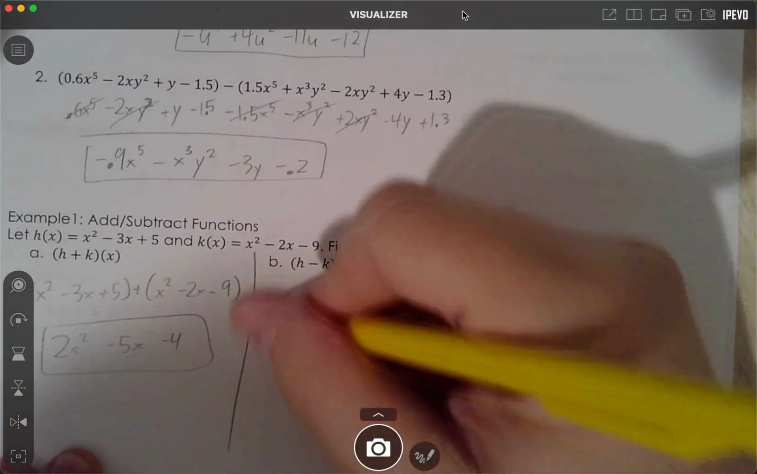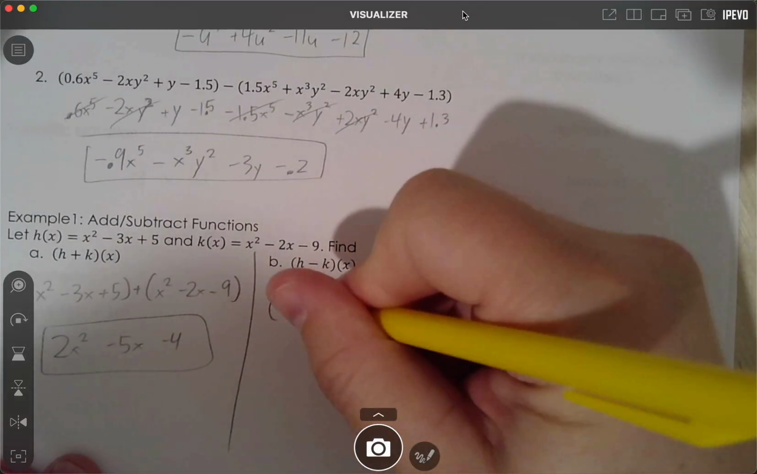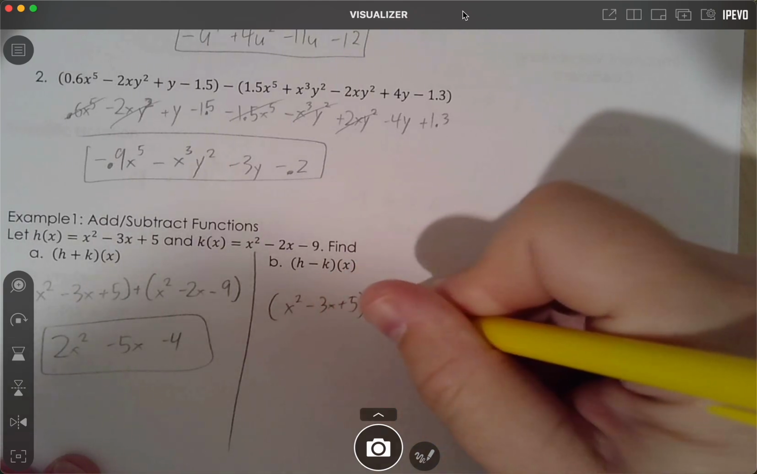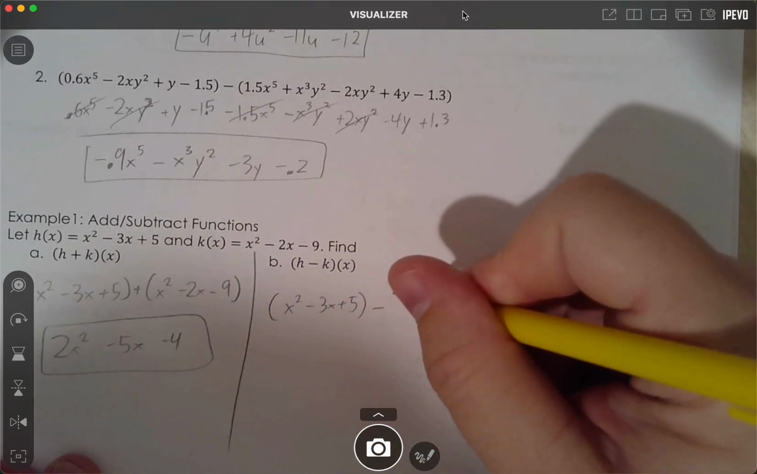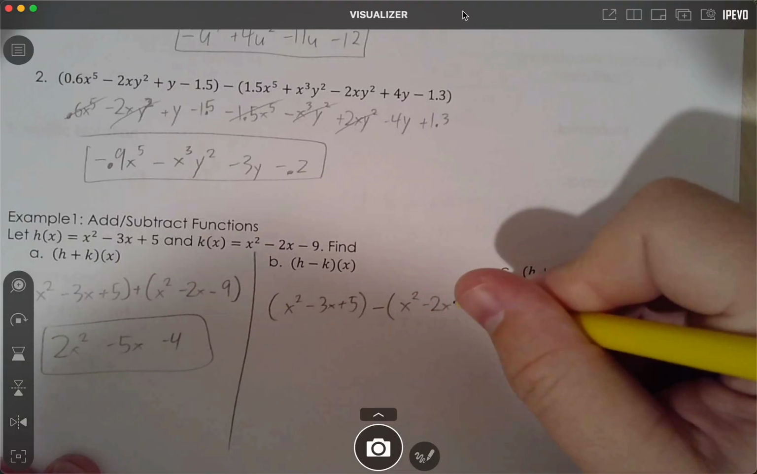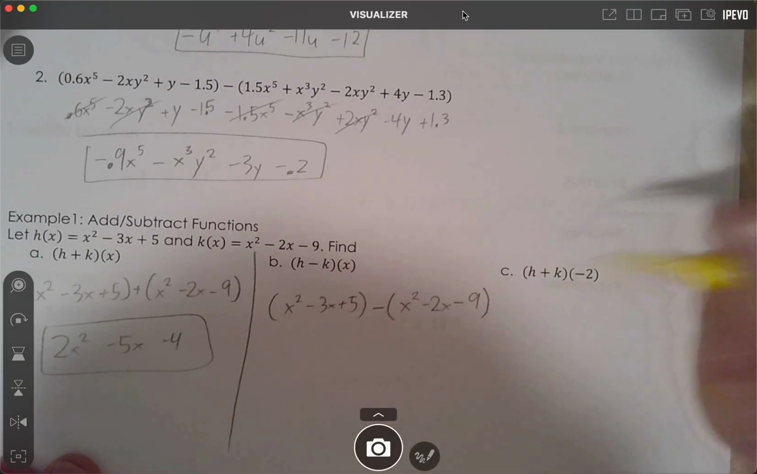Part B, though, again, it's the same thing, but just realize this is a shorthand way of saying copy the first one, but now write your minus sign, and now the parentheses really do matter because you are going to have to distribute. And there you go.